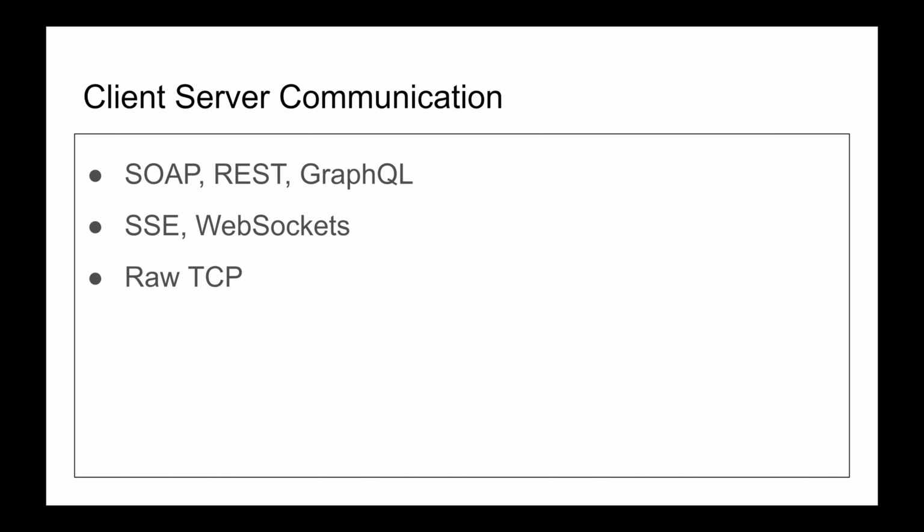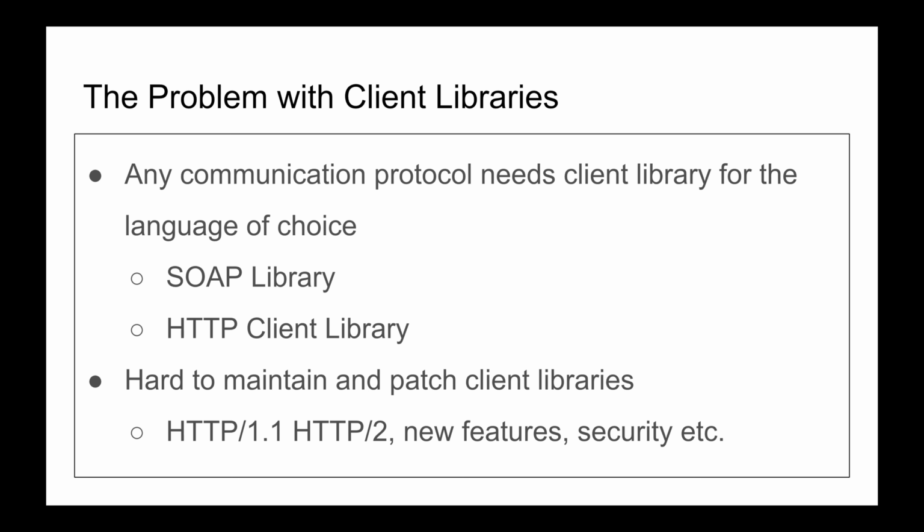So it's open, right? But here's the big problem, guys. No matter what you choose as a communication, REST, GraphQL, SOAP, raw TCP, you have your client that sends the communication and your server that receives it, and they have to agree. How do they agree? You need a client library.